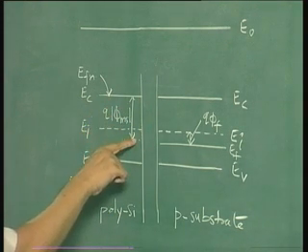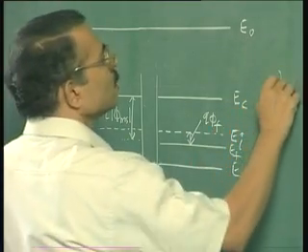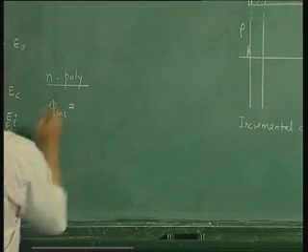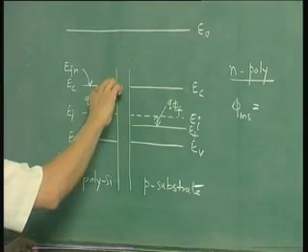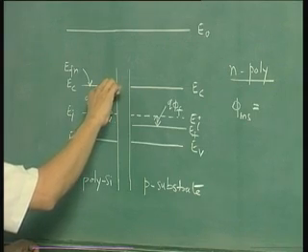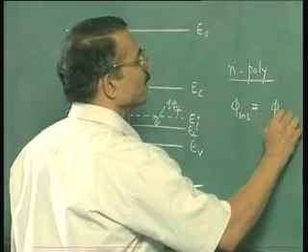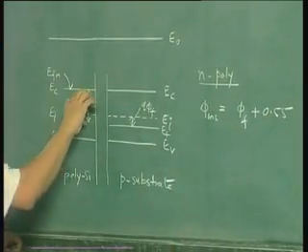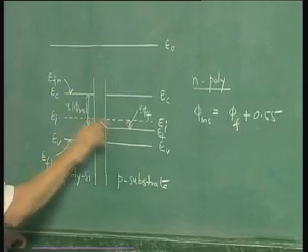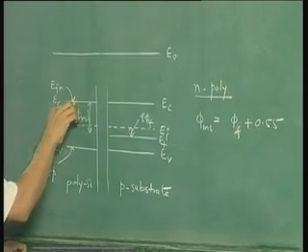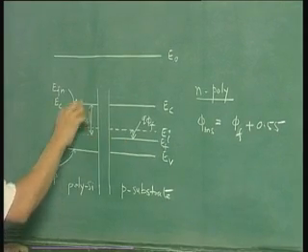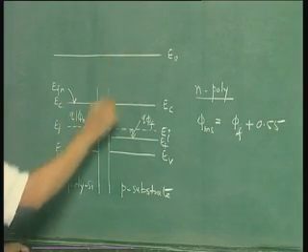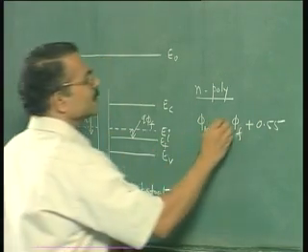Okay, so you can write the phi ms for n poly as phi ms is equal to this phi f plus half of the energy gap, that is 0.55 volts. So phi f plus 0.55. Now phi m is above phi s, EF in the poly is above EF in the semiconductor. So phi m, which is this difference, is less than phi s, which is the difference between E0 and EF. So therefore this is negative in polarity.